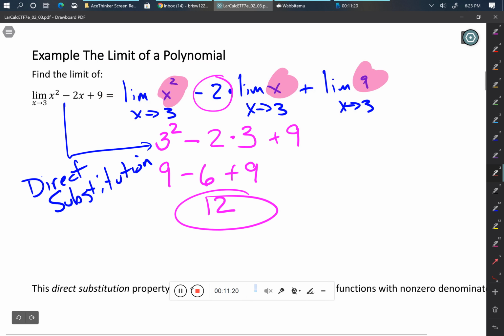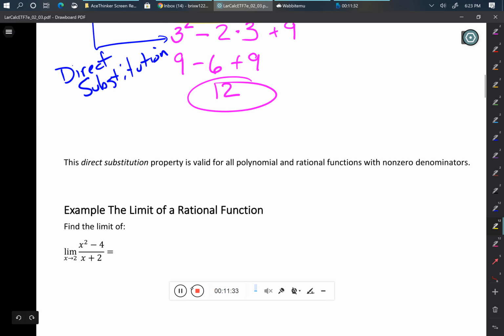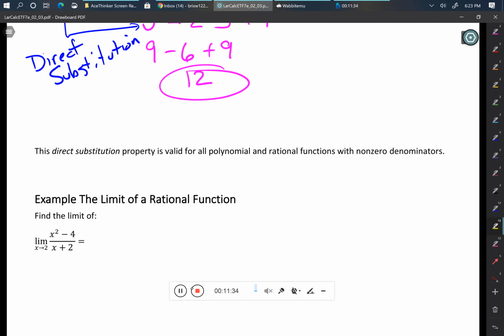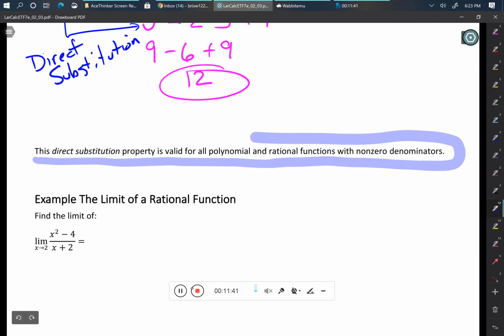What's that going to delete? Okay, all that. That's good. So yes, this is what's happening behind the scenes, but like with a lot of math, we don't always write everything that's happening behind the scenes. Right? And so basically what it ends up with is the direct substitution property is valid for all polynomial and rational functions with non-zero denominators. And so that's what we're going to use.